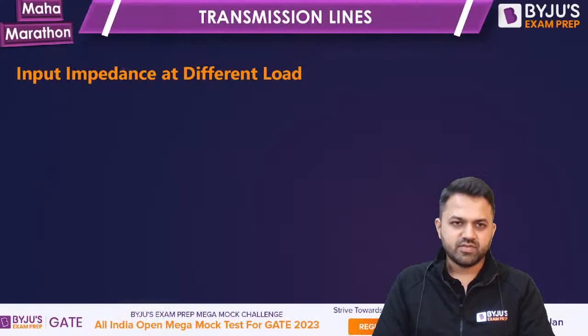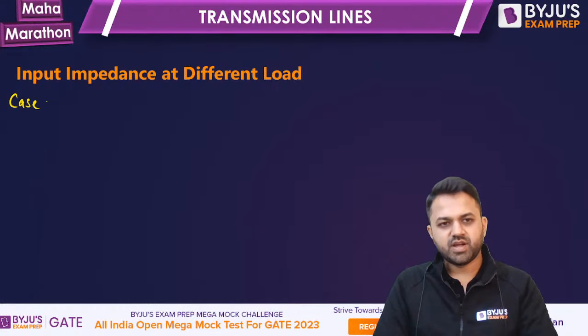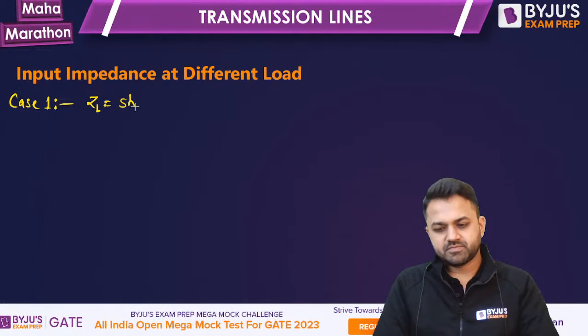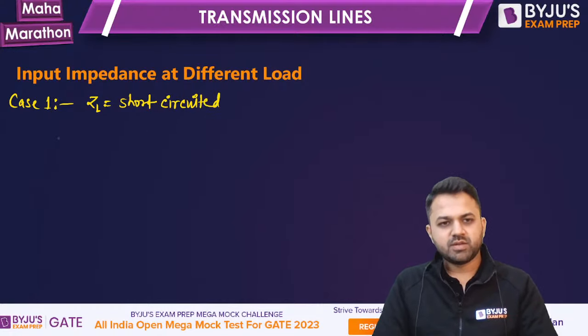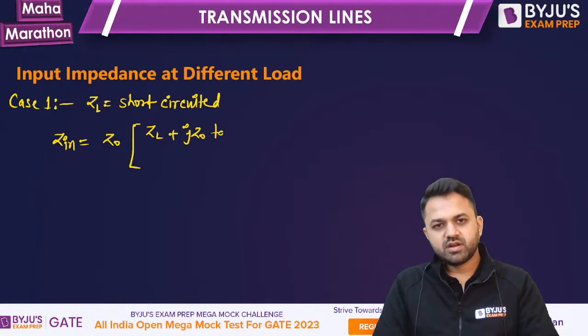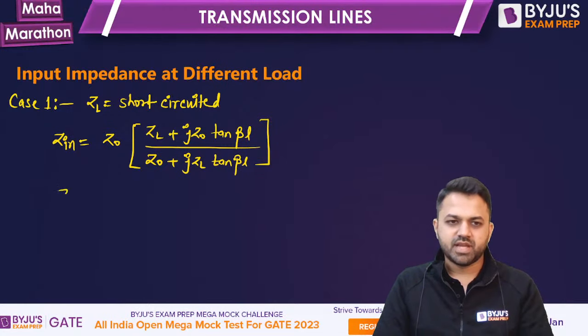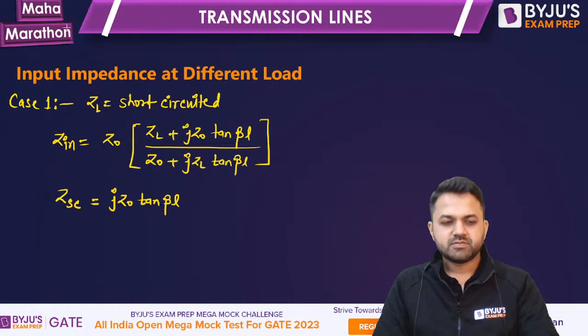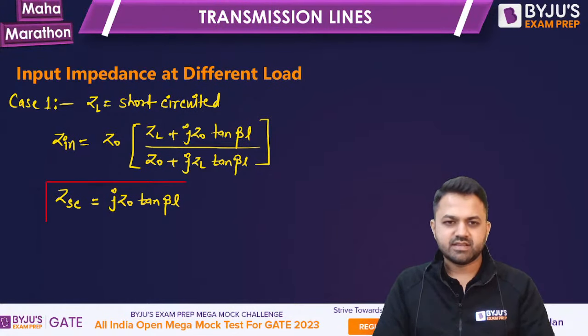Now here we have input impedance for the different loads. Here we have case number 1, where the load is short circuited. When the load is short circuited, what will be the input impedance? The formula is Z0 times ZL plus jZ0 tan βL divided by Z0 plus jZL tan βL. If the load is short circuited, the input impedance will be known as ZSC, and this is nothing but jZ0 tan βL, right?